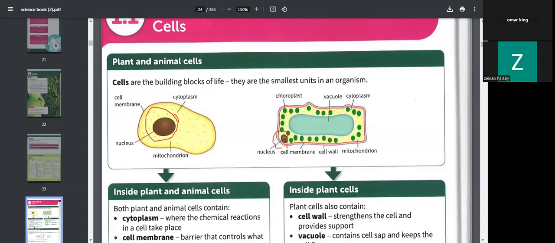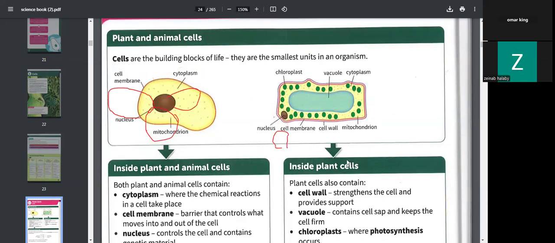Also, both have a cell membrane. Also, both have cytoplasm. And both have mitochondria. So there are four structures found in both plant cell and animal cell, which are cell membrane, nucleus, cytoplasm, and mitochondria. These are the similarities between the plant cell and animal cell.